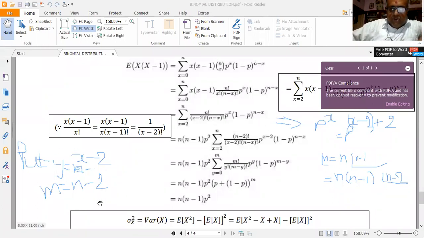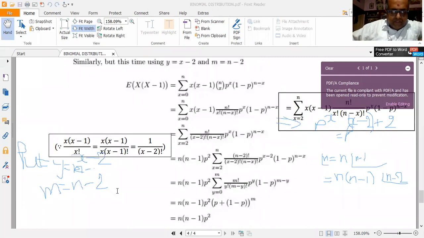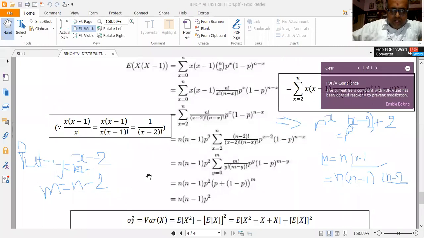So I am doing two substitutions at the same time. I am putting y is equal to x minus 2 and m is equal to n minus 2. Now n can be written as m plus 2. And the summation limits change. So this n minus 2 factorial gets replaced by m factorial here.